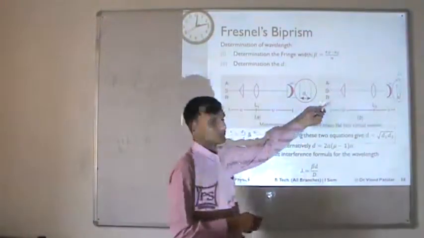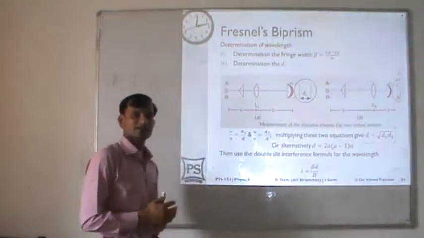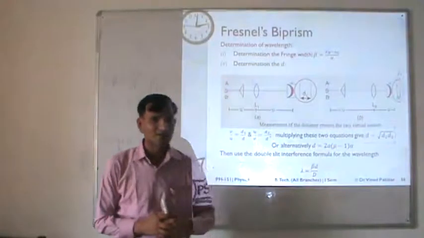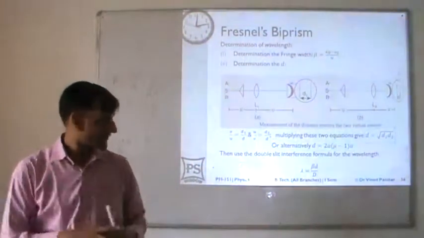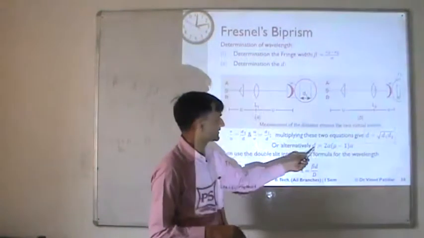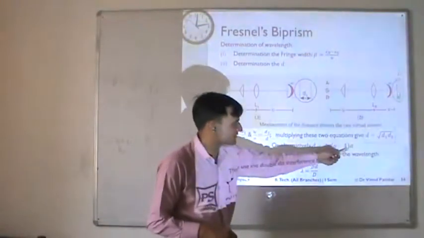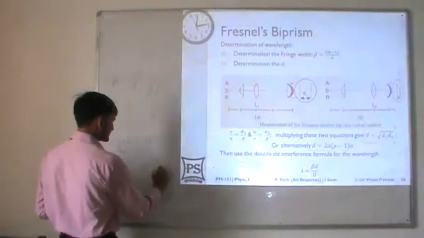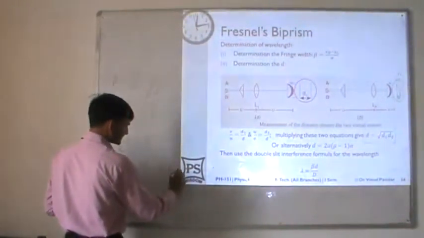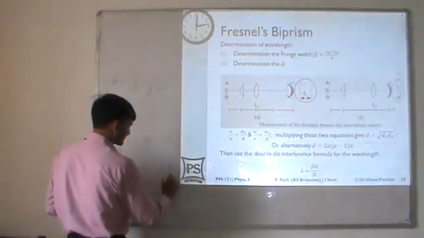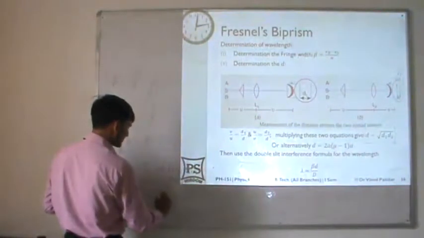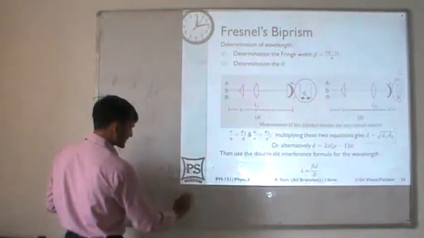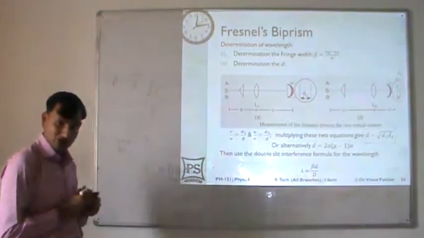If you don't want to use this convex lens technique to determine the value of small d, you can alternatively use this formula, and this formula comes from the angle of deviation treatment anyway. So this is basically twice of (mu minus 1) into alpha, and this alpha is the biprism angle. This alpha is 1/2 degree basically in most of the cases anyway, if it is different, then you will use that value.